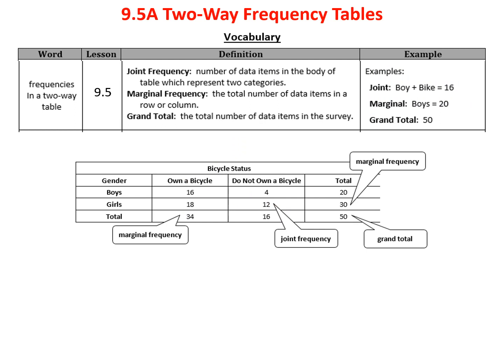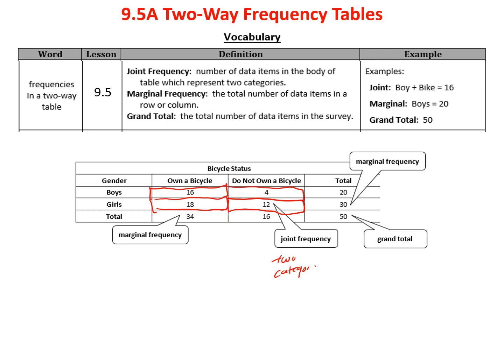We also have frequencies in a two-way table. The joint frequency is simply the number of terms in the body of the table. In other words, joint means two. Put two things together, so two categories. And in here you see, this is two things. It tells me 16 boys own a bicycle. Or this tells me that 12 girls do not own a bicycle. Those are called joint frequencies. So is this one and this one.